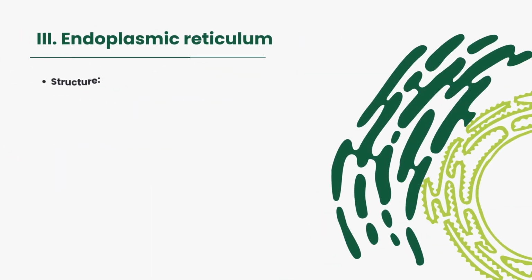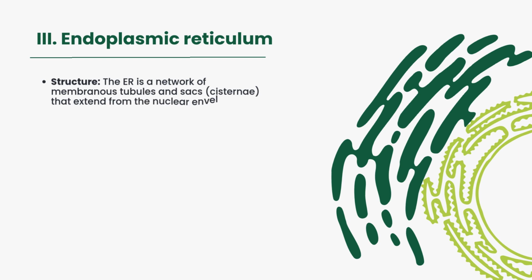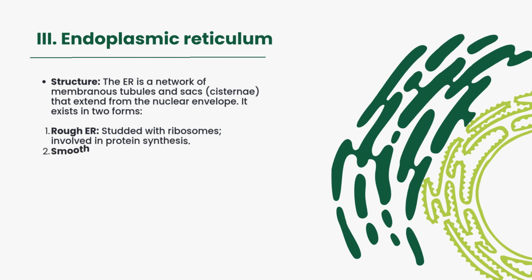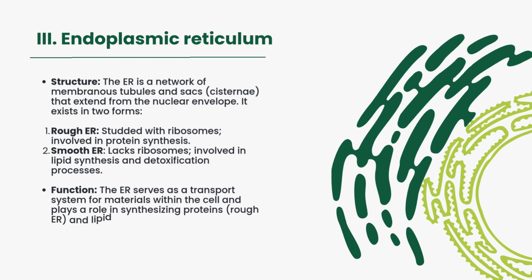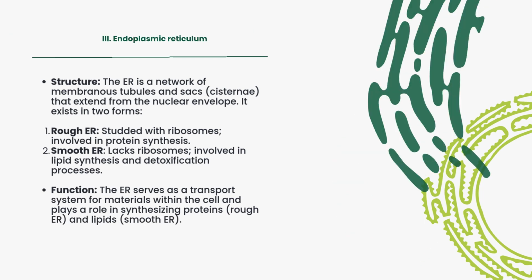Number 3. The endoplasmic reticulum. The endoplasmic reticulum is a network of membranous tubules and sacs that extend from the nuclear envelope, and it exists in two forms. The rough is studded with ribosomes involved in protein synthesis. The smooth has no ribosomes and is involved in lipid synthesis and detoxification processes. The function? They serve as a transport system for materials within the cell and play a role in synthesizing protein for the rough and lipids for the smooth.